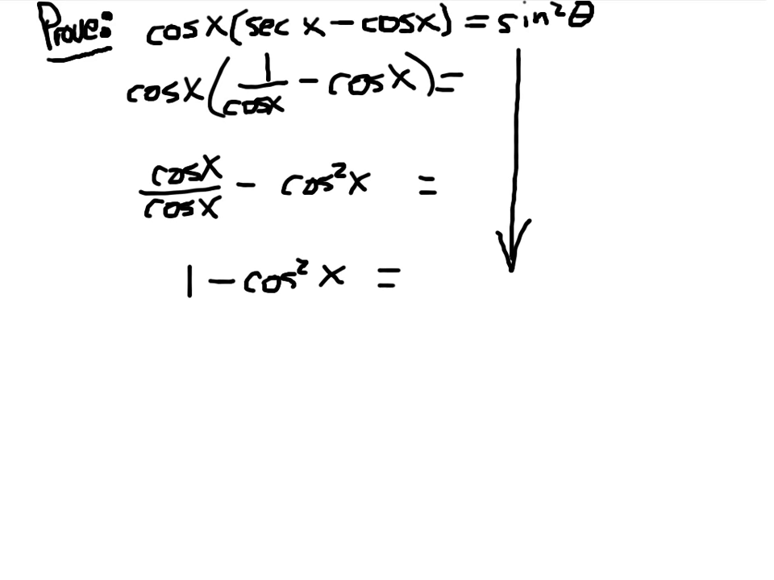And so right here, 1 minus cosine squared x, that is a form of our Pythagorean identity, which is sine squared x. And so now what we have is left-hand side equals our right-hand side, and so we're done. Except that looks like a 7 there. Let's do this right. Let's make it look good.